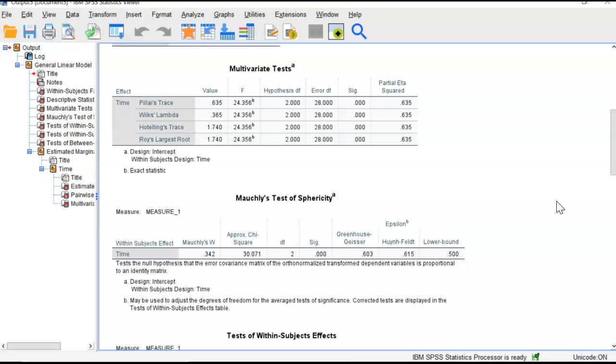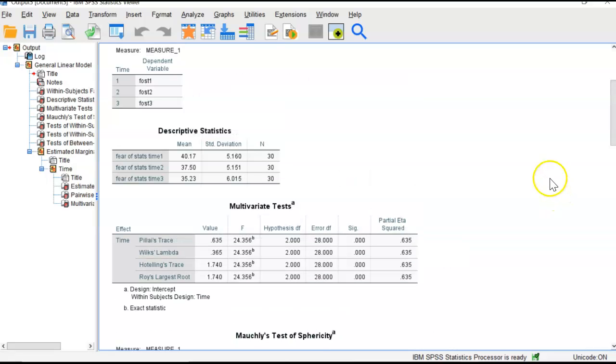So in the descriptive statistics, you need to look at the mean, standard deviation, and n, and make sure that they make sense. They make sense. They're within range, and we don't have outliers or extraordinary levels of standard deviations.